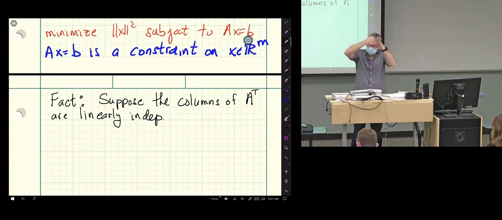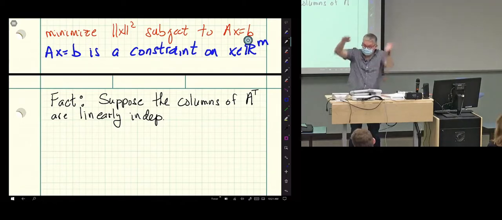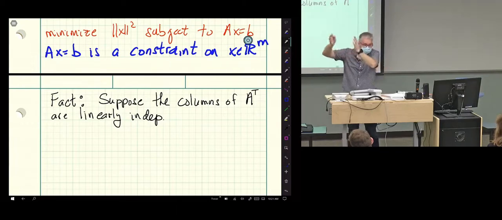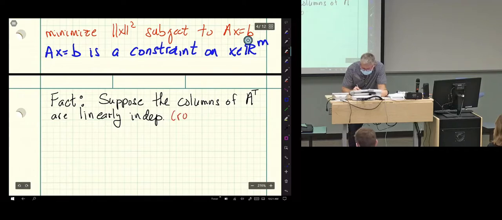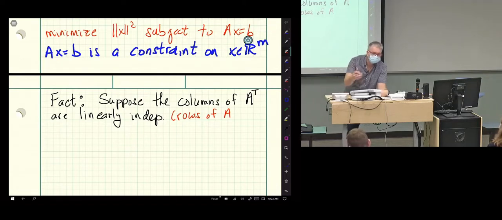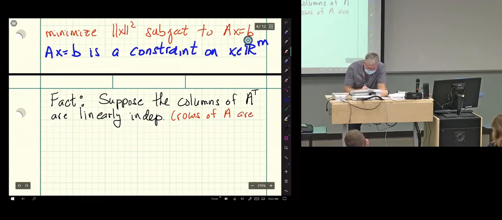Okay, everybody sees A, it has rows. When we transpose it, they become the columns of A transpose. So when I say the columns of A transpose are linearly independent, what am I really saying? The rows of A are linearly independent, okay? It's the same thing. It's just that we haven't talked about row vectors being linearly independent. You can extend all that stuff, but it's really saying the rows of A are linearly independent.